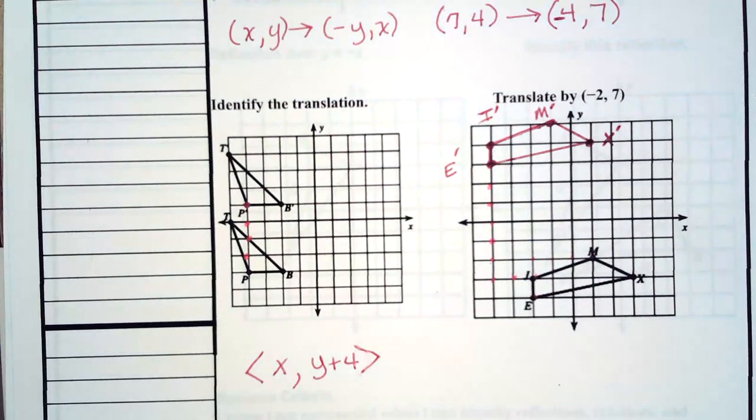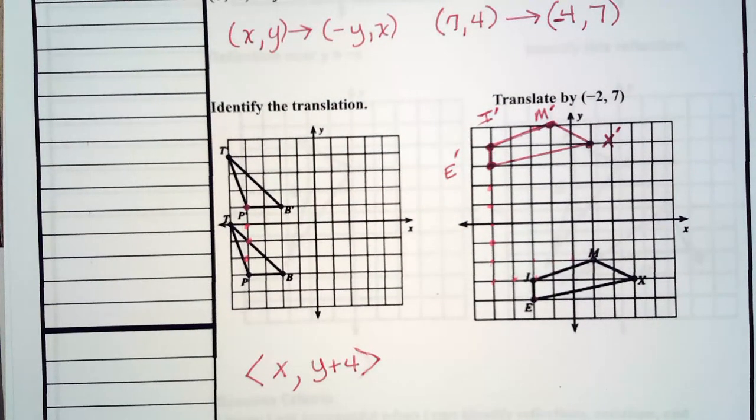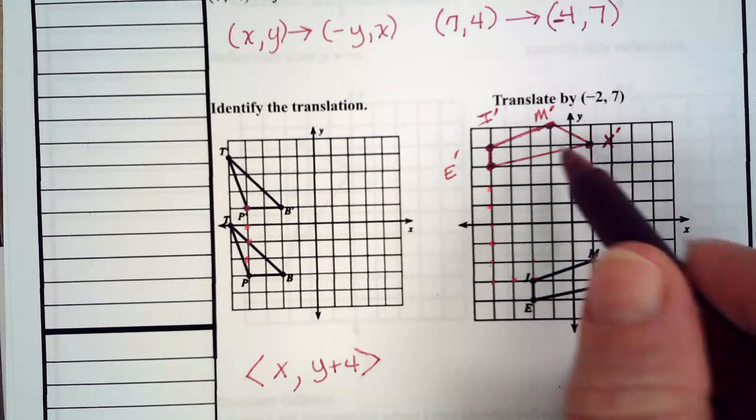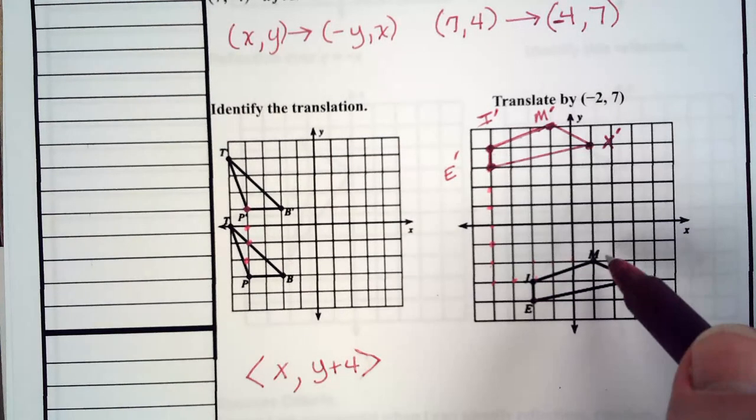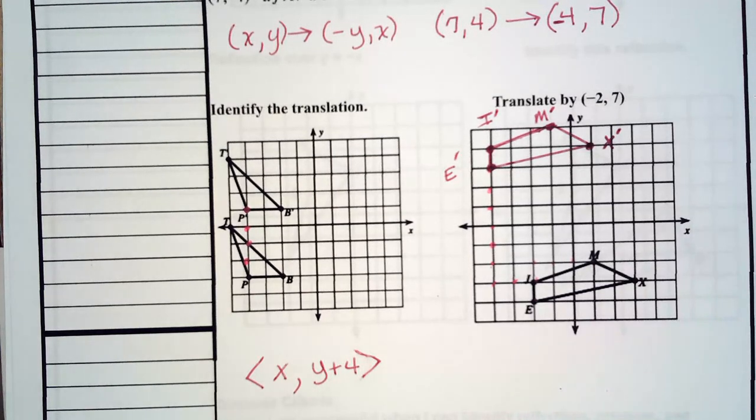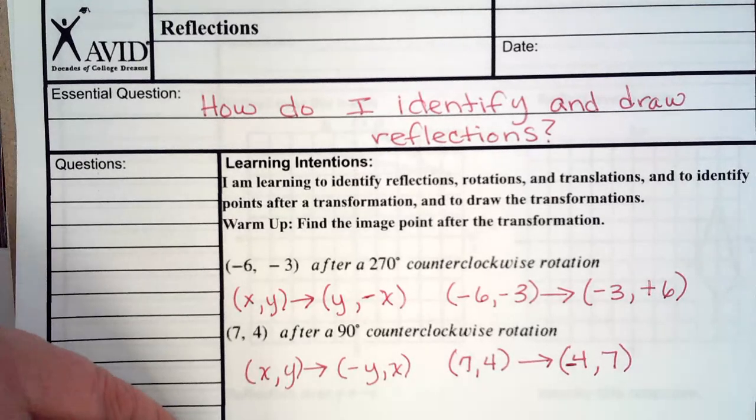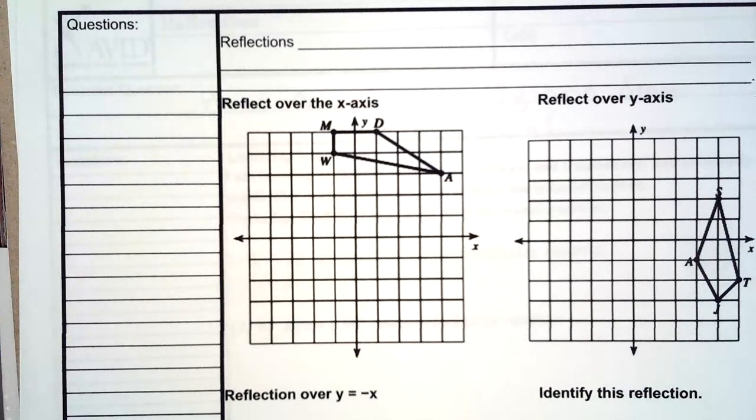Because this is a rigid motion, I want to make sure I look and make sure that those look exactly the same size and shape. Rigid means we don't change size, we don't change shape. We simply move it around. We could also reflect it though for a rigid motion. Okay, reflections.